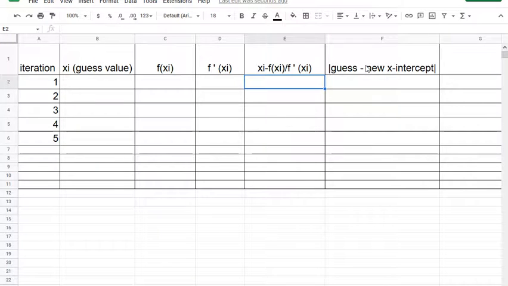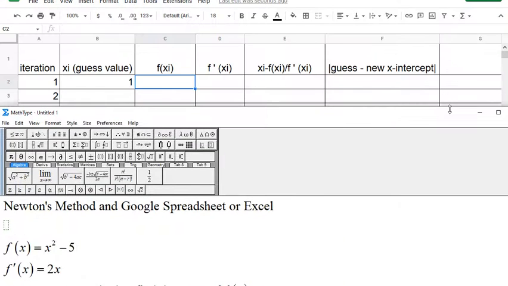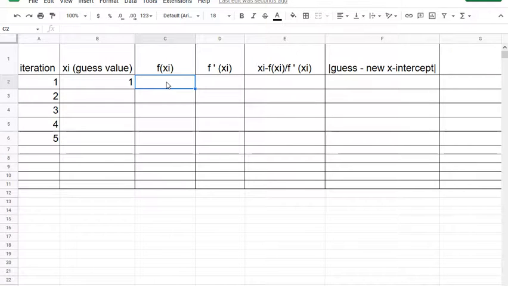And then the last column will be the difference between the guess and the x-intercept of the tangent line. In our example, our initial guess was 1, and our function is f of x equal to x squared minus 5. We want to put this formula of x squared minus 5 right in here, and this is how we would do it.